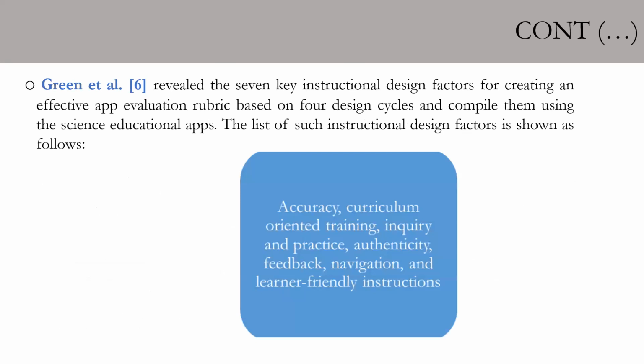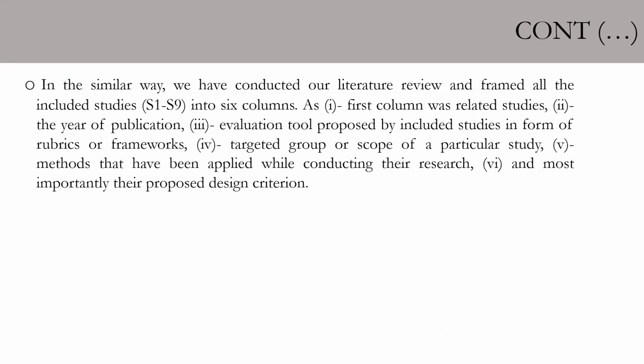The first study was proposed by Green. Green revealed the 7 key instructional design factors for creating an effective app evaluation rubric based on the 4 design cycle and compiled them using science educational apps. The list of such ingredients is: the first one is accuracy, the second one is curriculum oriented training, the next one is inquiry and practice, then authenticity, feedback, navigation, and learner friendly instructions. In a similar way, we reviewed 7 studies that are closely focused on our research problem.